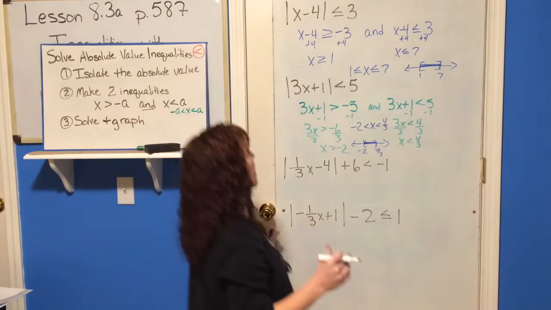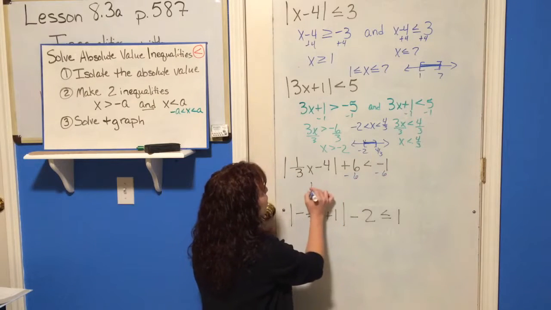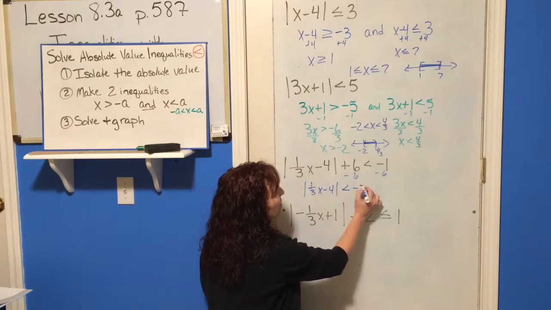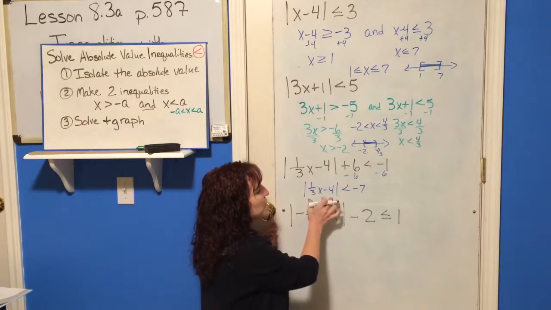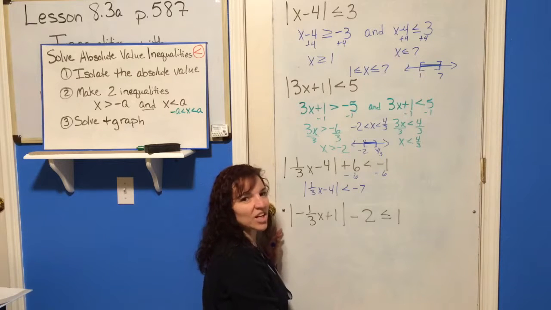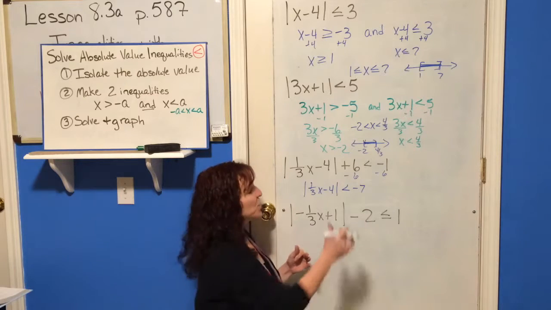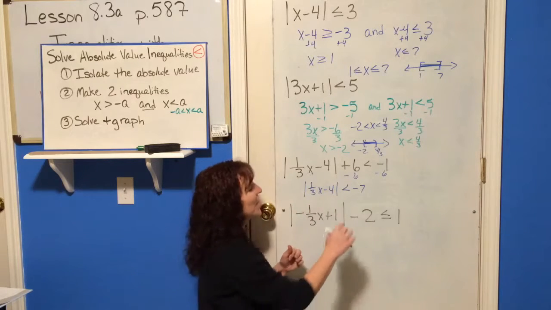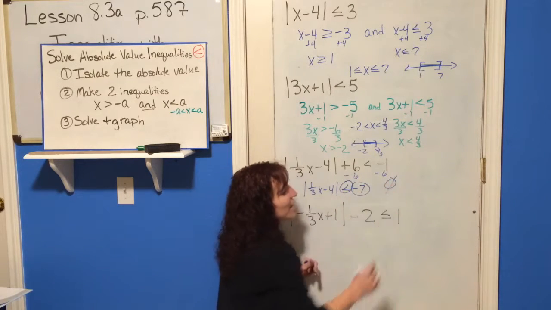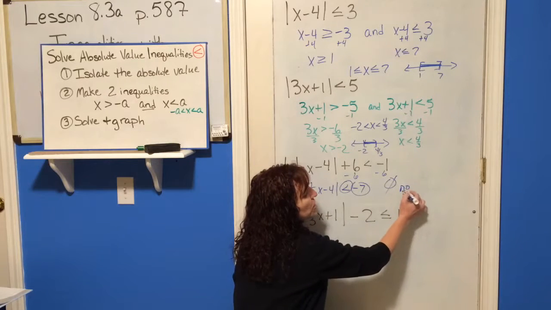Okay, the next one, let's isolate the absolute value, subtract 6 from both sides. 1/3 x minus 4, the absolute value of that is less than negative 7. All right, can the absolute value be less than a negative number? No, it cannot. The absolute value is a distance. A distance is always going to be positive. So the absolute value is always going to be positive. It can never be less than a negative number. So this one is the null set, empty set, no solution, however you want to put that. So null set or no solution.